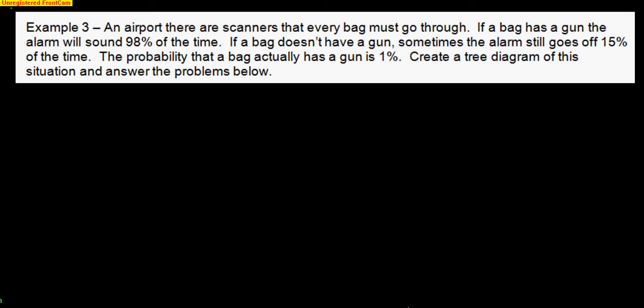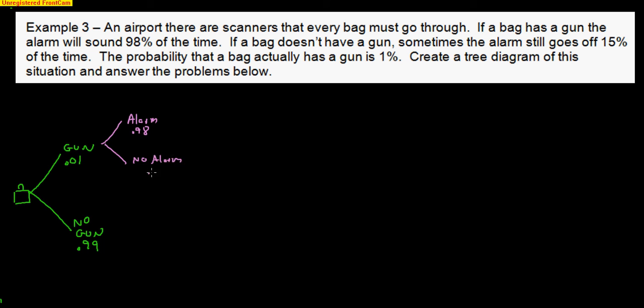What I want to teach you here is how to create a tree diagram to make these problems very easy. So I like to think about a bag. So here's my bag at the airport. Now, only 1% of bags actually contain a gun, which means that there is no gun in 99% of bags. Now, here's where the conditional part comes in. We know that if there is a gun, the alarm will sound 98% of the time, which means that there is no alarm 2% of the time. Now, this is conditional because this 98% was on the condition that the gun is in the bag.